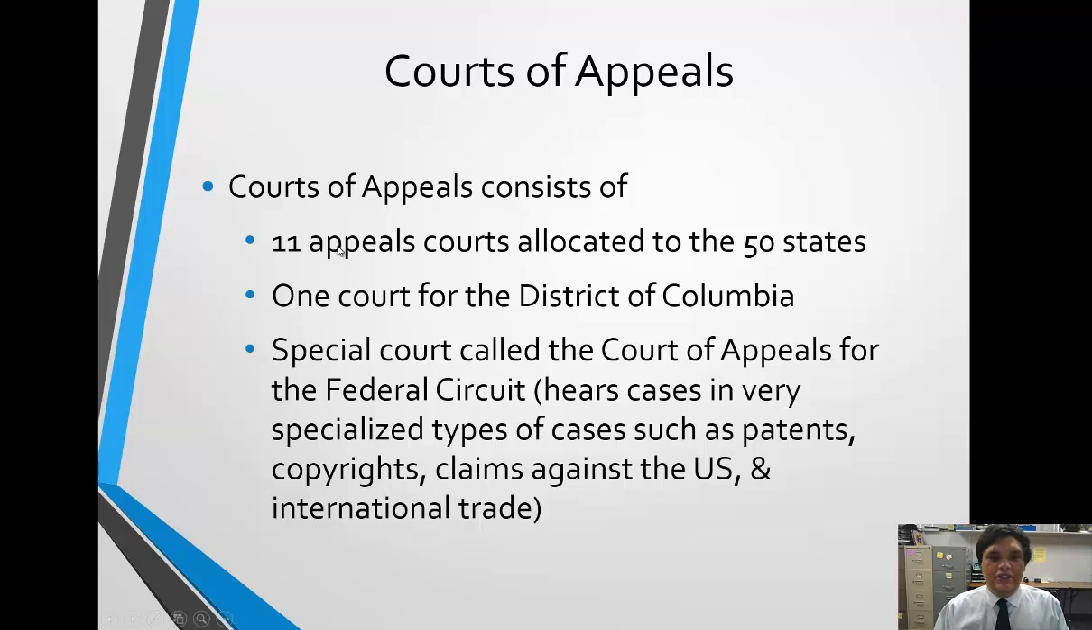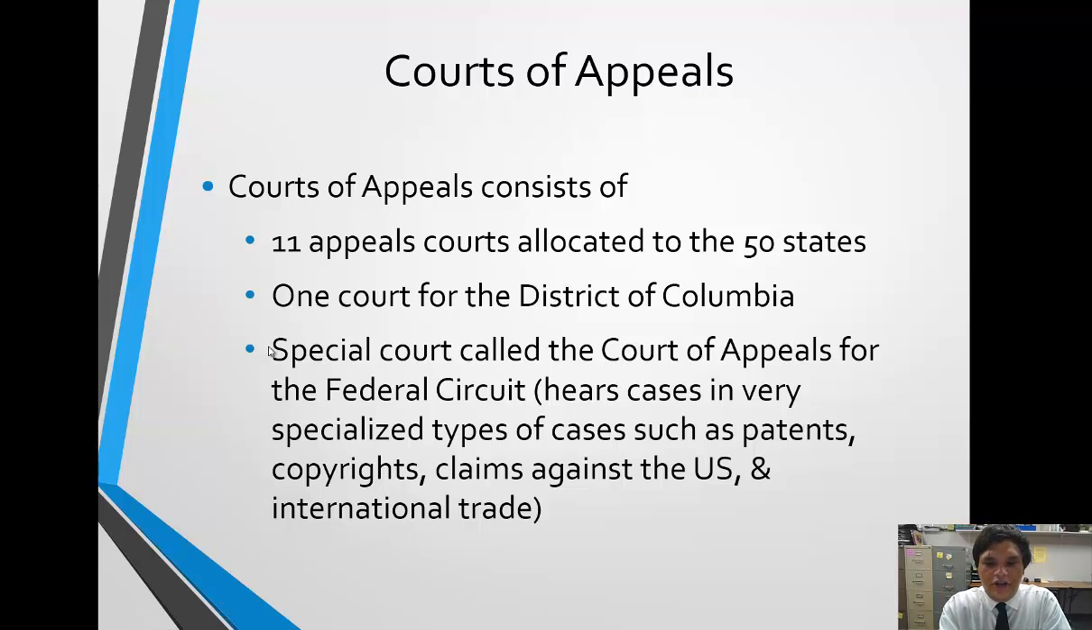There are these 11 appeals courts, and then there's one court for the District of Columbia. The District of Columbia is so important that it actually gets its own federal court. And then there's a special court called the Court of Appeals for the Federal Circuit. So that you have 13 total courts of appeals. You have 11 plus 1 plus 1, 13.